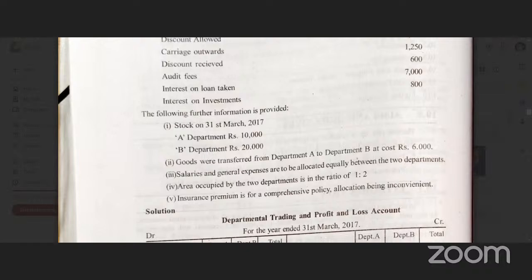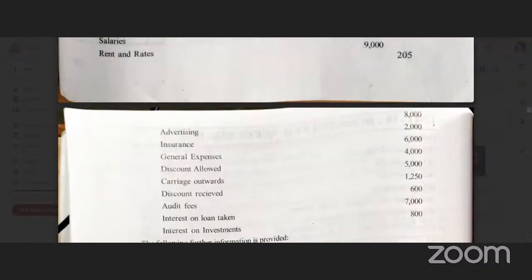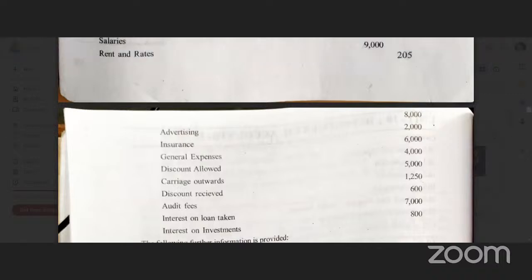He gave the point for insurance again. Fifth point: the insurance premium is for a comprehensive policy, allocation based on convenience. So, can we divide the insurance? No, ma'am. We have to take it under the total expenditure. Insurance is to be taken directly under the total expenditure. We cannot divide it.